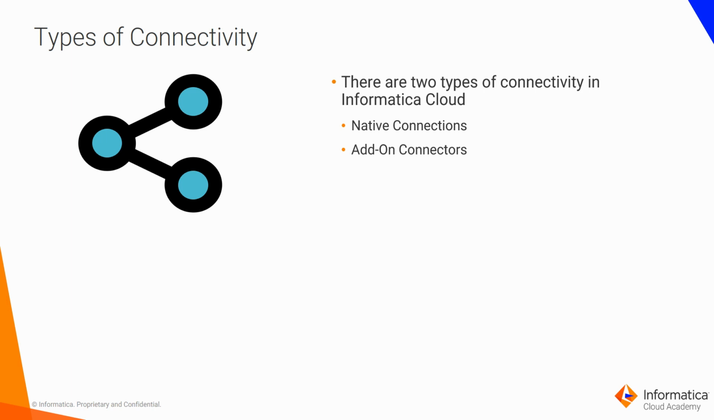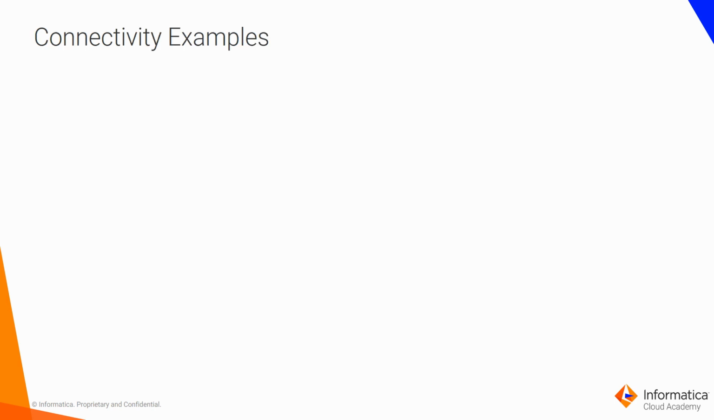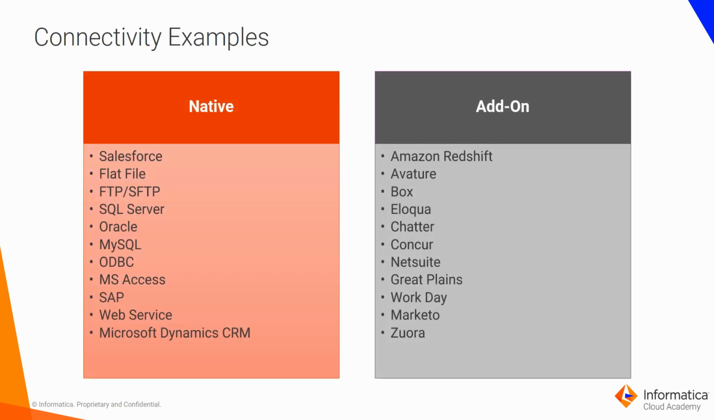Add-on connectors are additional connectors that are generally available to all Informatica Cloud customers. To use these connectors, they must be added to your Informatica Cloud org and will count as an additional endpoint. The list of what's available in terms of these add-on connections is growing all the time. We have an Informatica Cloud Labs group within Informatica that is dedicated to building these connectors. Here are some examples of each type of connector. For the purpose of this training, we are going to focus on the native connectors. Again, the list of add-on connectors is updated regularly, as new connectors are constantly being built.